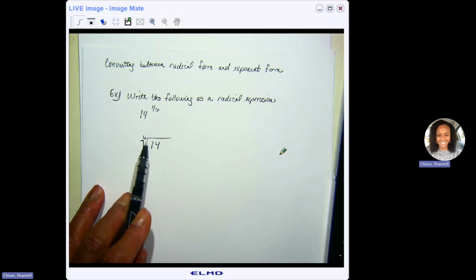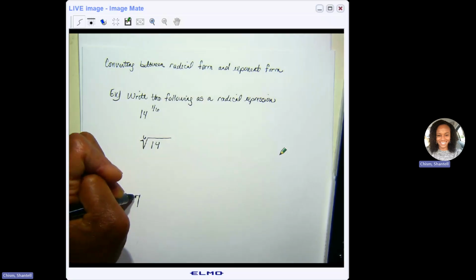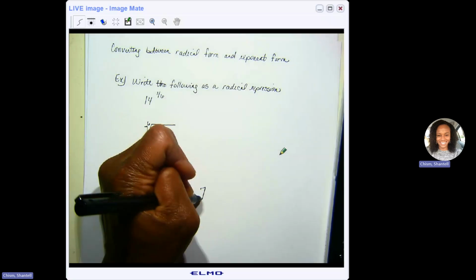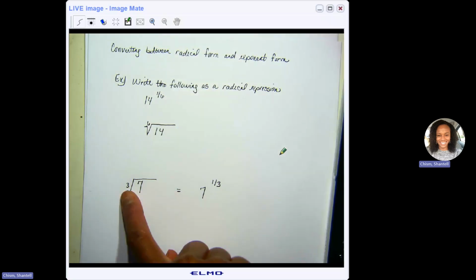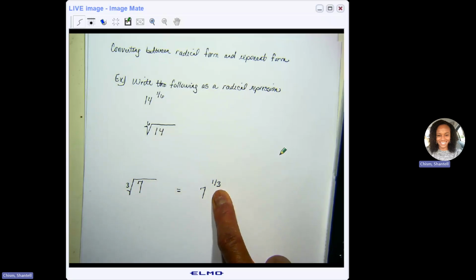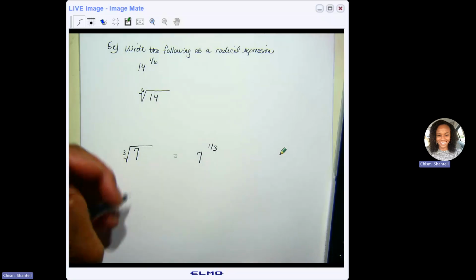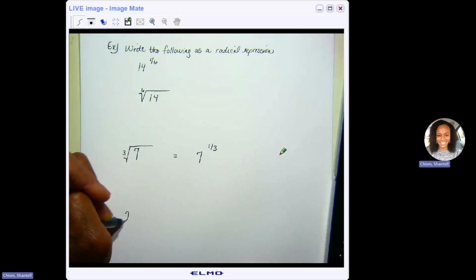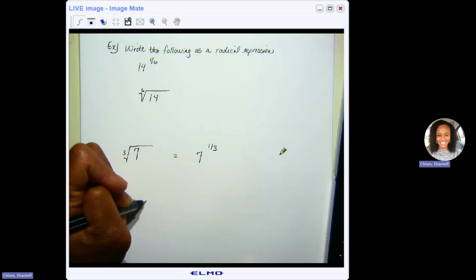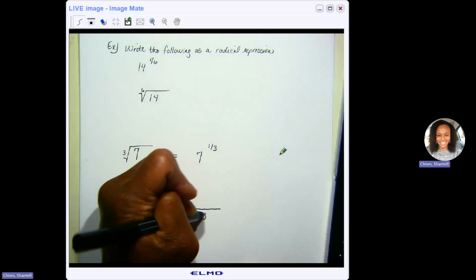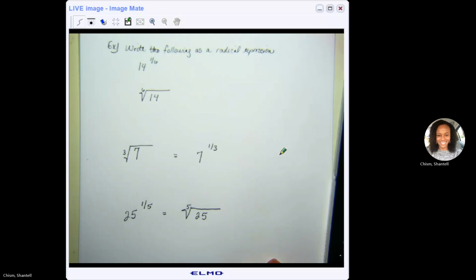It's a root, a 6th root. Let's say you had the cube root of 7. That could be written as 7 to the 1/3 power, going from radical to exponent. This one we're going from exponent to radical. If you had, let's say, 25 to the 1/5 power, that would be the 5th root of 25. So you can go from radical form to exponent form. It can take you either direction.